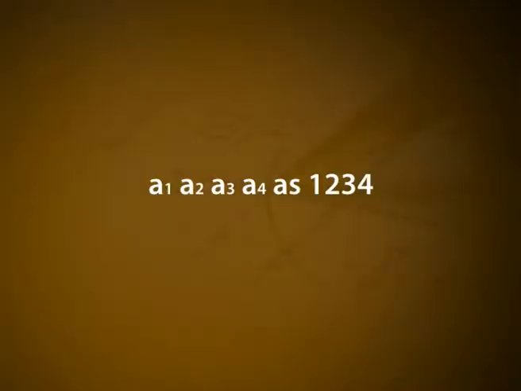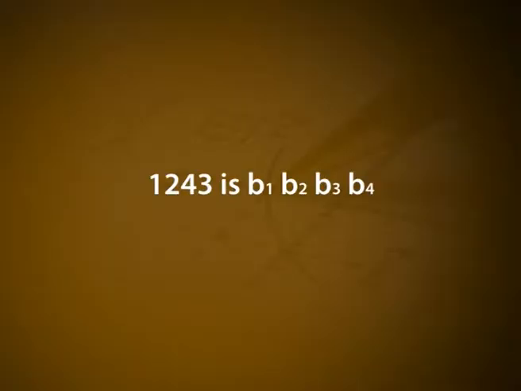We illustrate this rule with an example. Consider the different permutations of the 4 digits 1, 2, 3 and 4 to form 4-digit numbers in which the digits do not repeat. To start with, let us take A1, A2, A3, A4 as 1, 2, 3, 4. The next item 1, 2, 4, 3 is B1, B2, B3, B4.